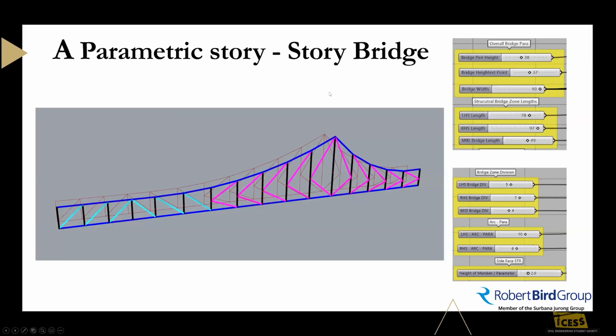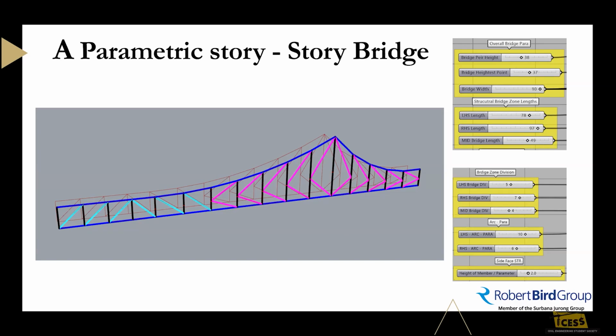A little bit about what we're going to be doing. What you're looking at here is the front face of the Story Bridge, and this is what we're going to look at in more detail today. This is the centerline model of the front face. On the right-hand side, you can see these things called sliders. These are parameters that you can change to manipulate the actual bridge, which will change the form, the shape, and the number of structural elements.